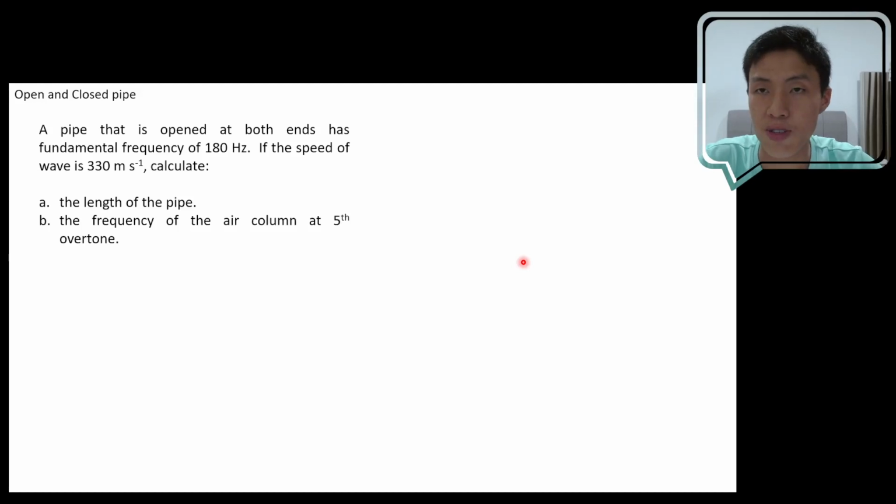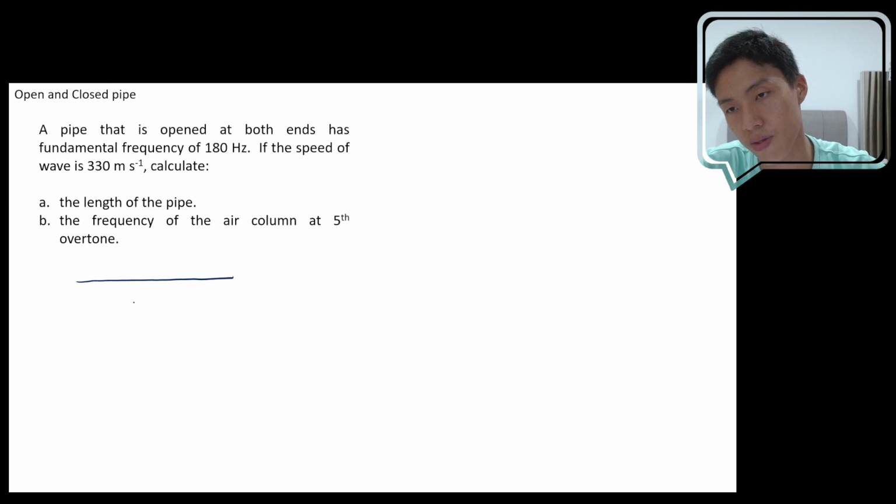Let's try to solve this problem here. A pipe that is open at both ends has a fundamental frequency of 180 Hz. If the speed of the wave is 330 meters per second, calculate the length of the pipe and the frequency of the air column. Okay, let's sketch the situation first. You have a pipe that is open at both ends, so let's sketch it.